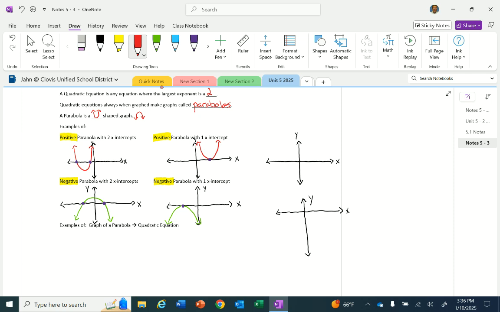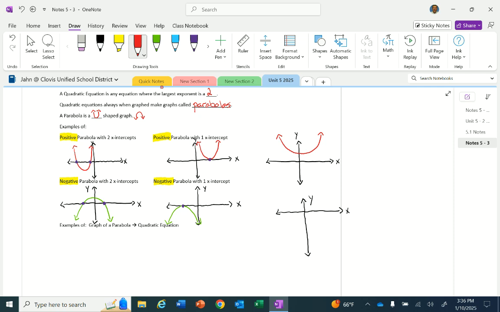So to do that, what you would see in the positive parabola with no x-intercepts is a parabola. And if it's positive, it's going to be going up. But if it doesn't have any x-intercepts, that means it will never touch the x-axis. So it's going to be shifted up into either quadrant 1 or quadrant 2, or a combination of the two quadrants like we have in this example here.